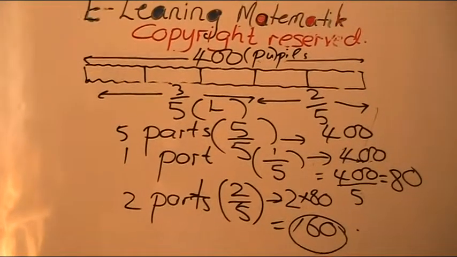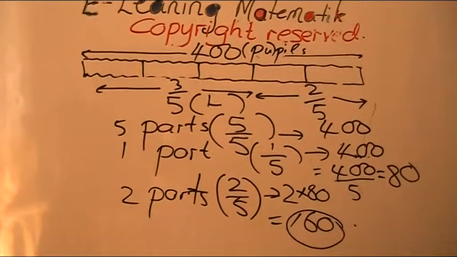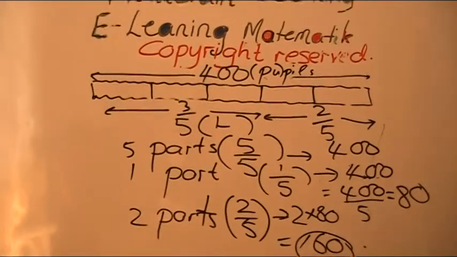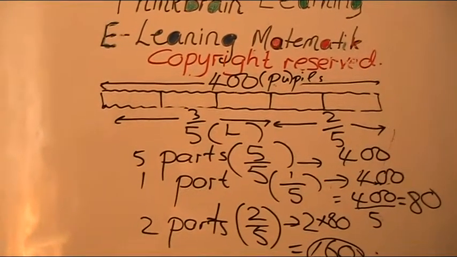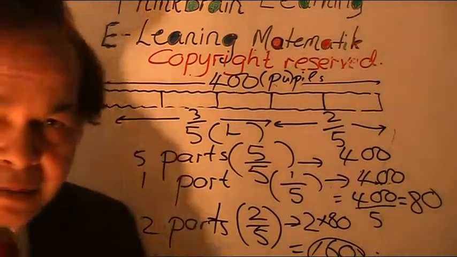So that is the solution, to get 160 pupils are girls. Okay, that is how mathematics should be learned. Okay?